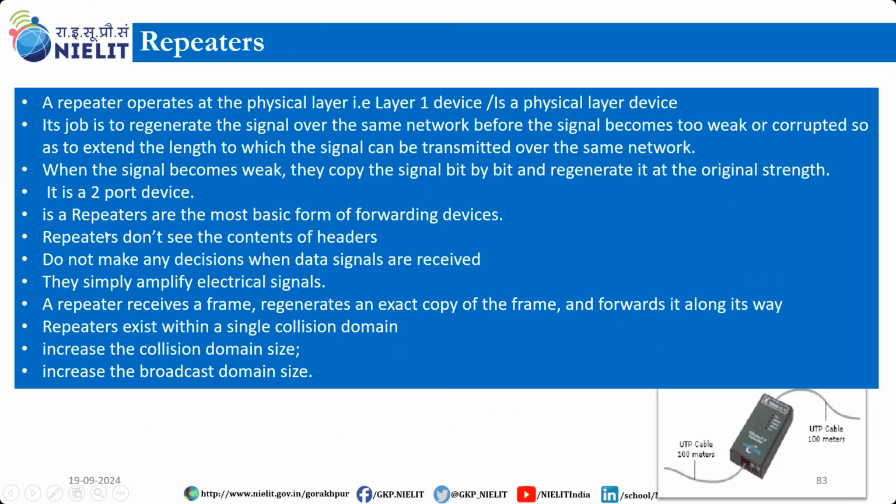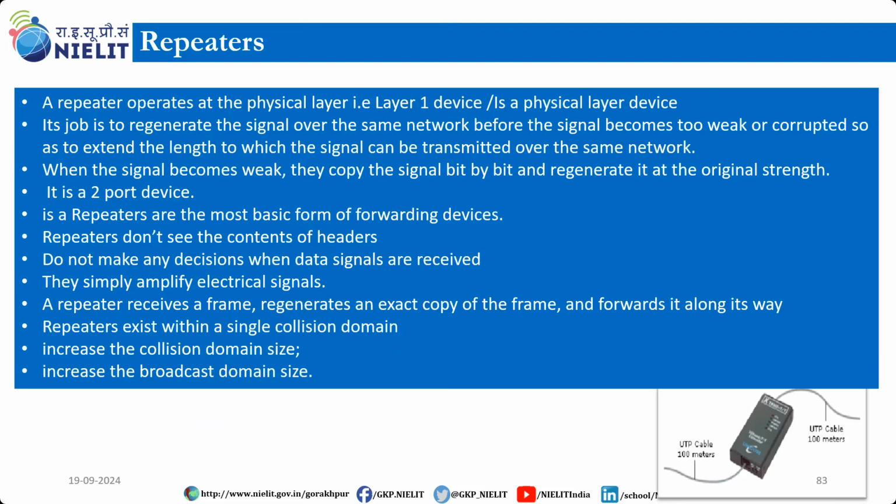This repeater is basically a simple device which only regenerates the signal. A repeater also doesn't see the content of the header, meaning it does not see the content of the frame. It is the most basic form of forwarding device. At one port, input signals are received, and at the other port, the regenerated signals are forwarded. It does not make any decision when data signals are received. It simply regenerates the signal.